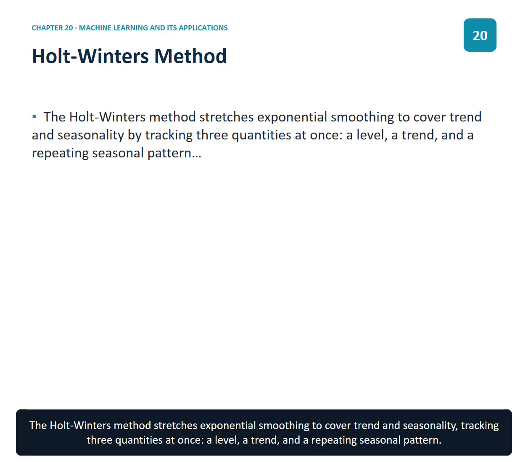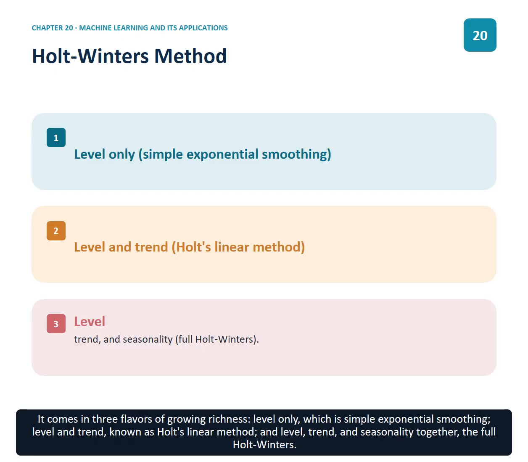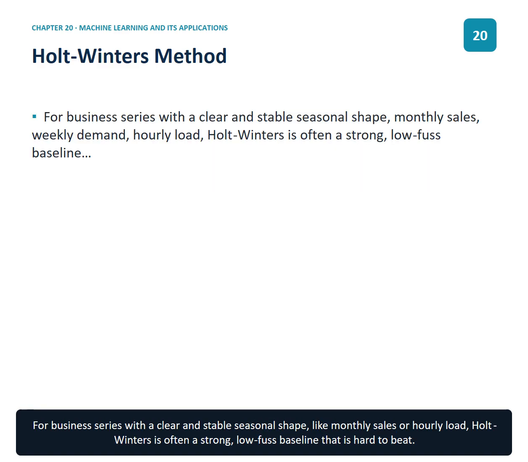The Holt-Winters method stretches exponential smoothing to cover trend and seasonality, tracking three quantities at once: a level, a trend, and a repeating seasonal pattern. It comes in three flavors of growing richness: level only, which is simple exponential smoothing; level and trend, known as Holt's linear method; and level, trend, and seasonality together, the full Holt-Winters. For business series with a clear and stable seasonal shape, like monthly sales or hourly load, Holt-Winters is often a strong, low-fuss baseline that is hard to beat.